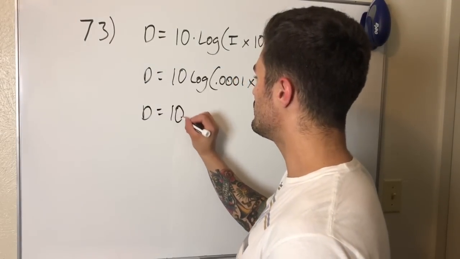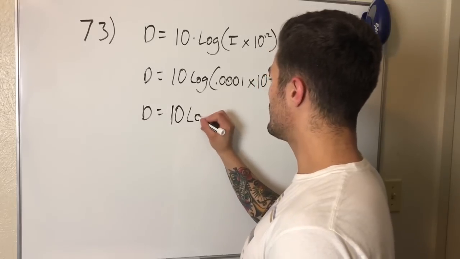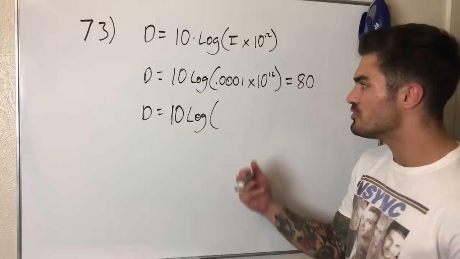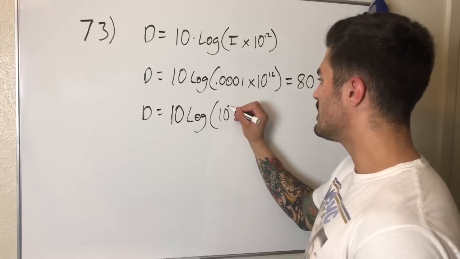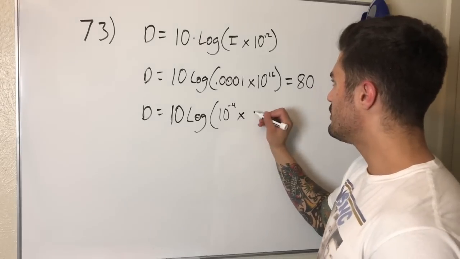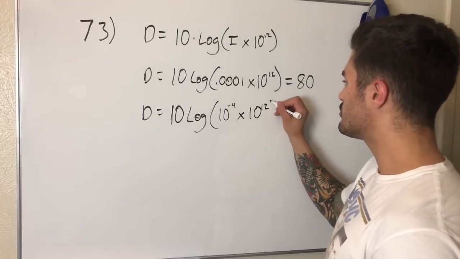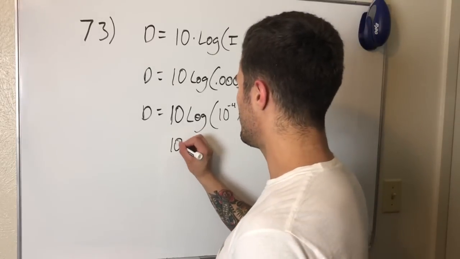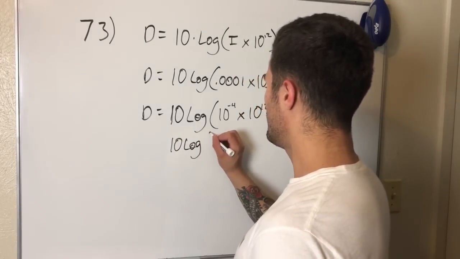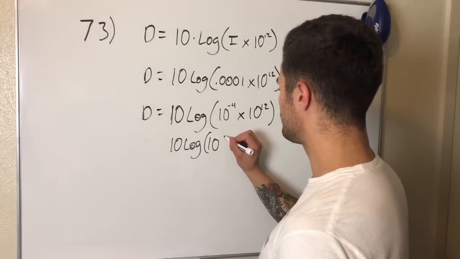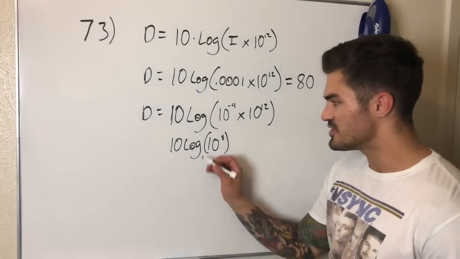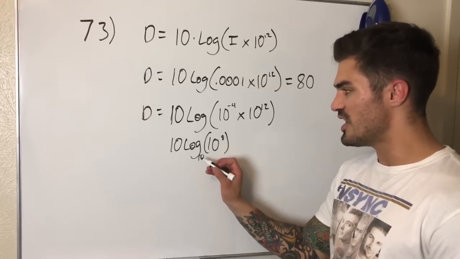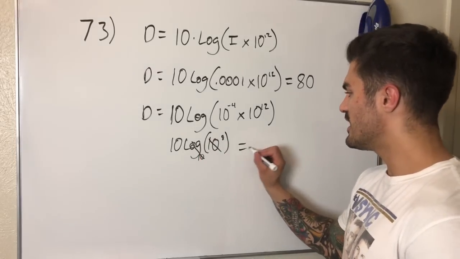You can do 10 times log, and you can rewrite this in scientific notation, and it would be 10 to the -4th actually. And if you multiply that by 10 to the 12th, you can use your exponent rules to combine these as 10 to the 8th. So then I have 10 log 10 to the 8th. And then what happens? Log is base 10, remember? That cancels. That's actually just 8. That's how you get the 80.